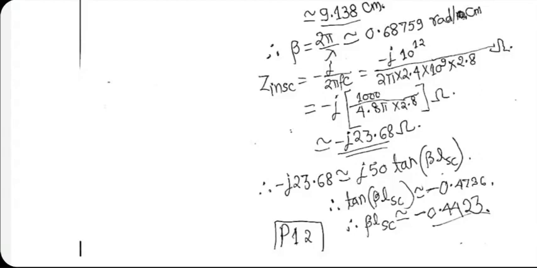So J cancels out, obviously, but minus remains on the left side. So tan beta LSC is minus 23.68 divided by 50, which is almost minus 0.4736, I think. Double check all this. So you take tan inverse of that, the radian value for beta LSC turns out to be minus 0.4423. Double check my calculations, please.